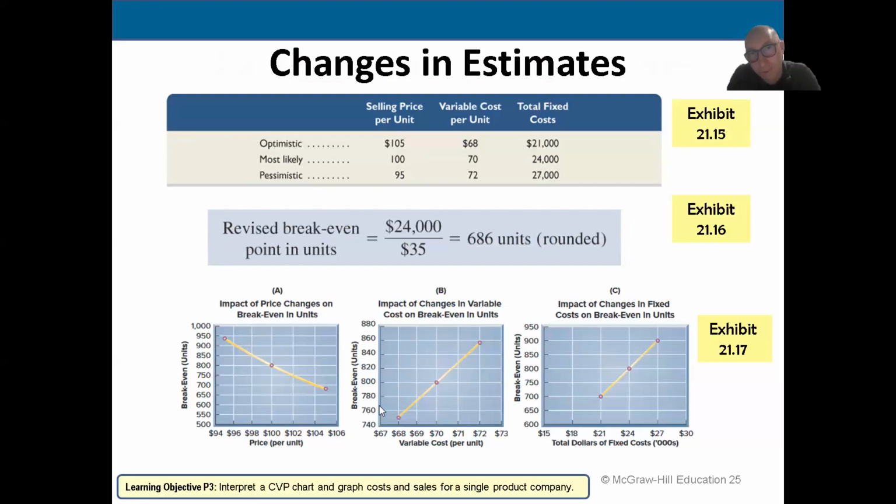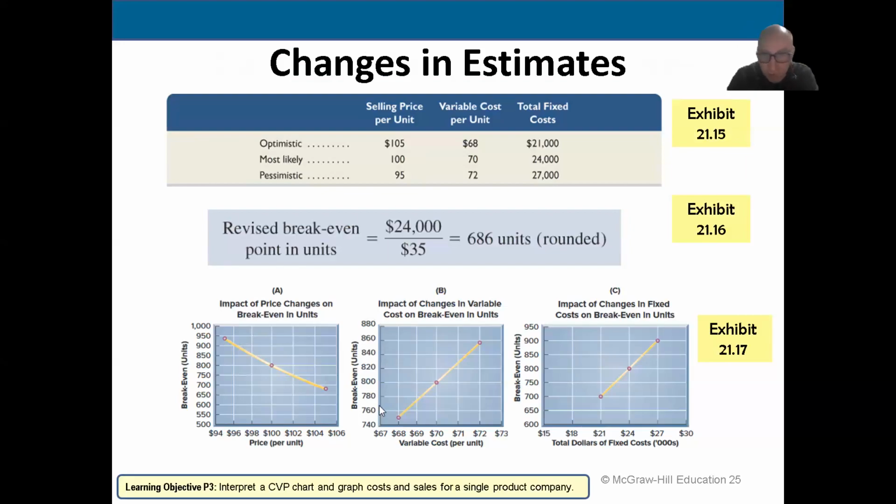Oftentimes it's necessary to revise our estimates. I like to think I can sell a lot of units or sales dollars. I'm optimistic. Or I think I can do pretty well. I might be most likely. Or, I don't know if I could do that. I'm pessimistic. Okay.